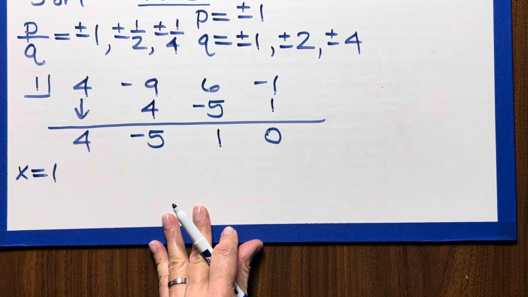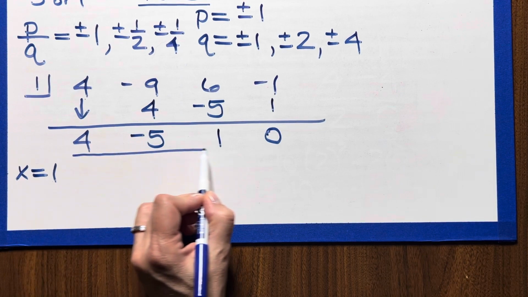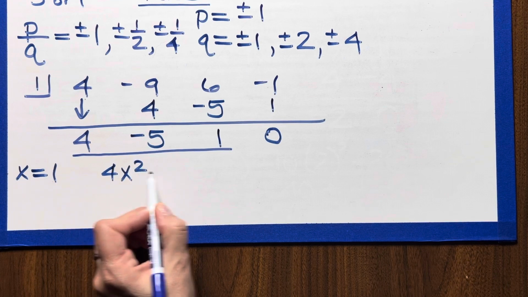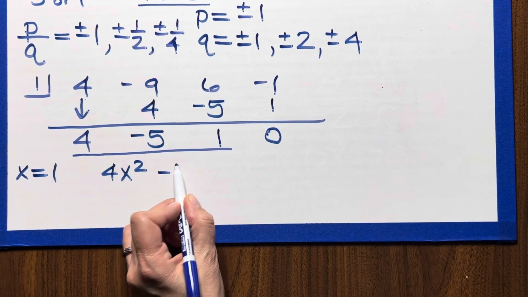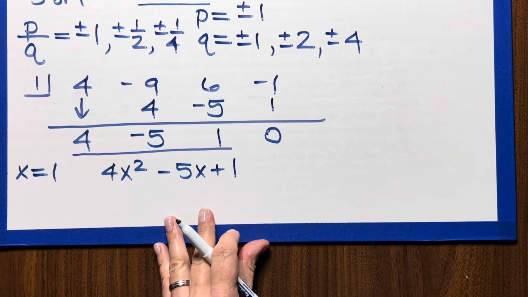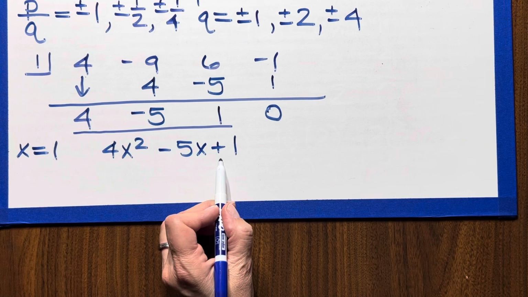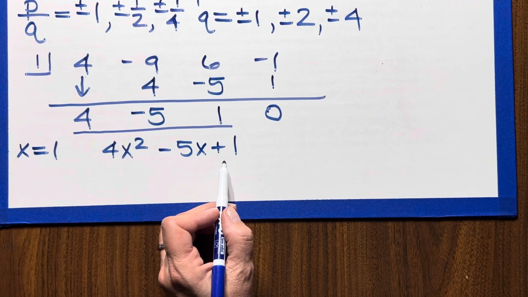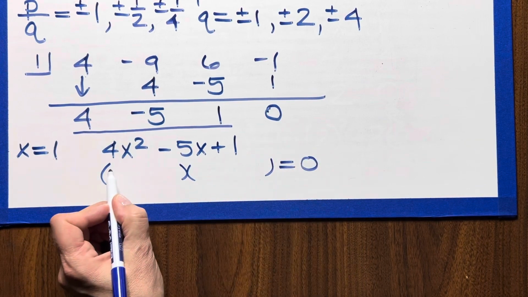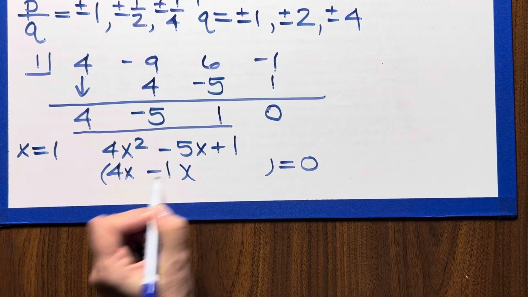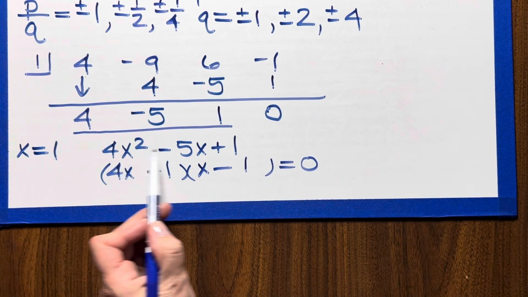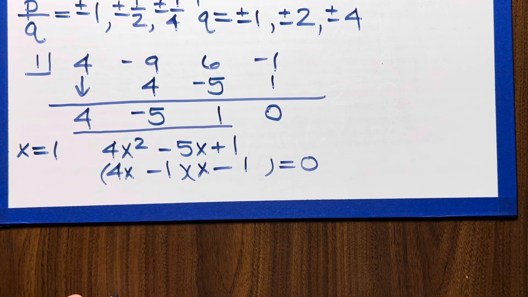So how do I find the other ones? Well, remember that the coefficients that you have here are now your new polynomial. So I now have a 4x squared minus a 5x plus a 1. So when I do this by factoring, you can either use the AC method or you can use the guess and check method. I'm going to go ahead and factor this out for us. 4x minus 1 times x minus 1 is how this polynomial factors out.